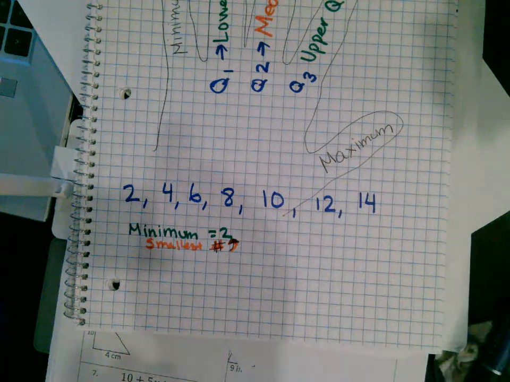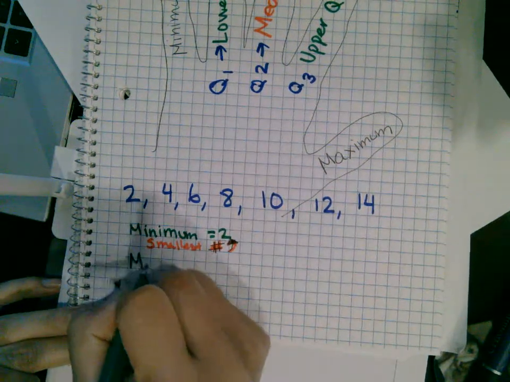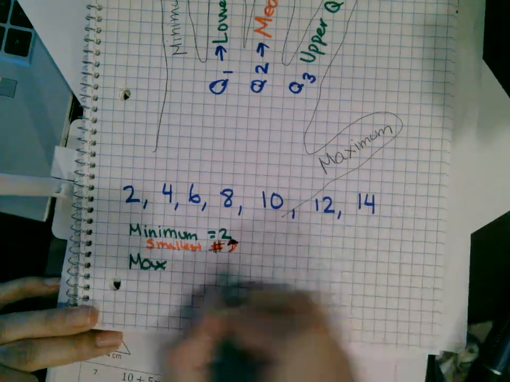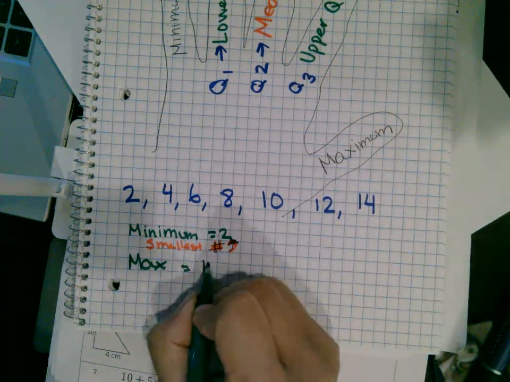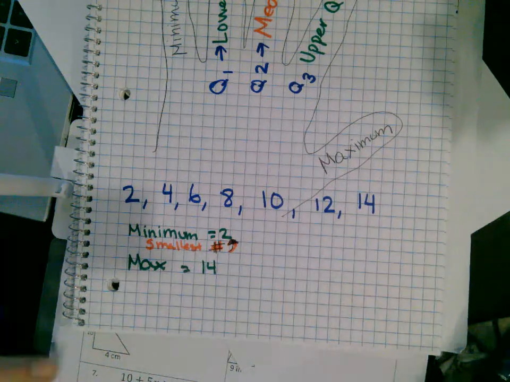Okay, now what's the maximum? Are your numbers in order? Cool. So what's the maximum number? Which is the number that has the most power in this data? That would be the 14, right? So the maximum is the largest number.